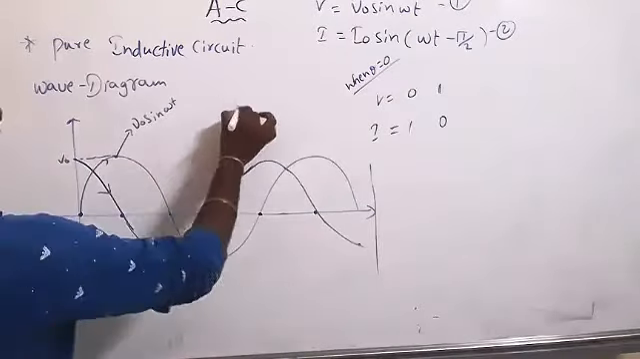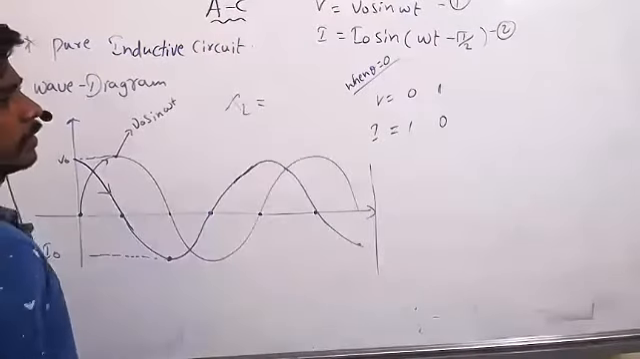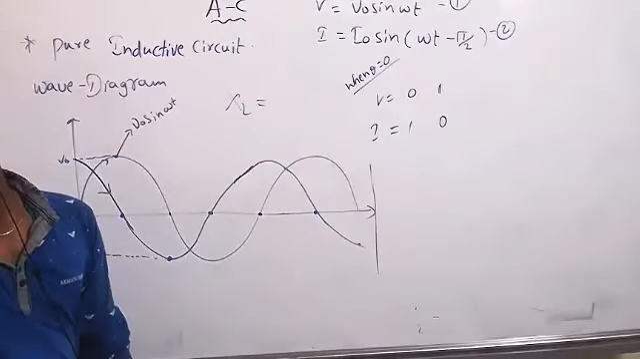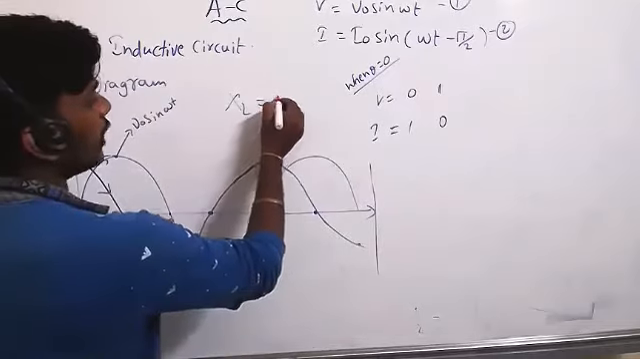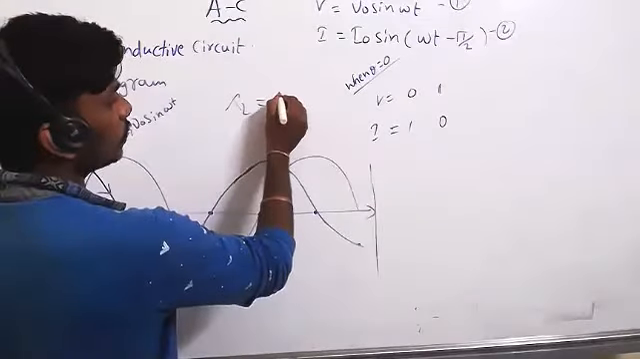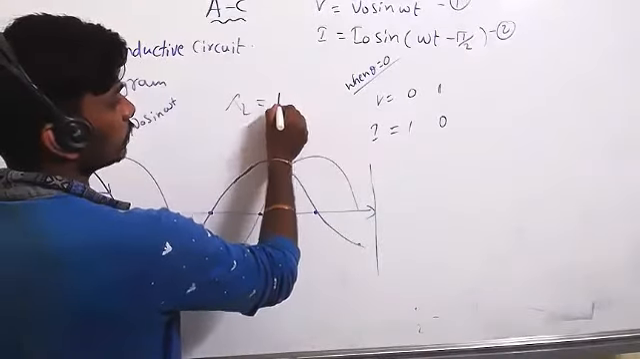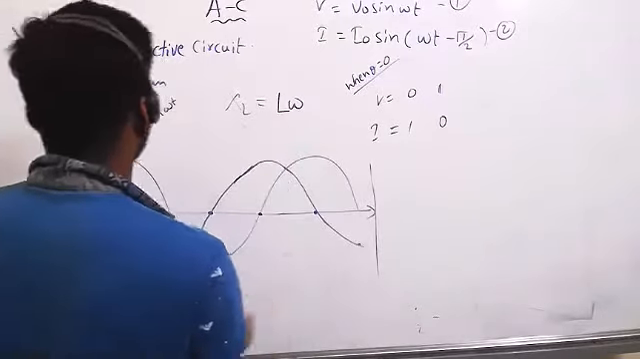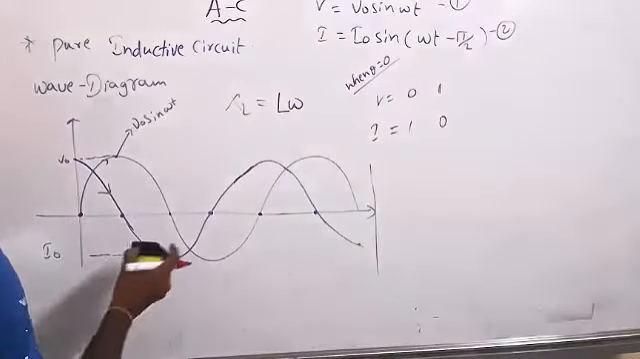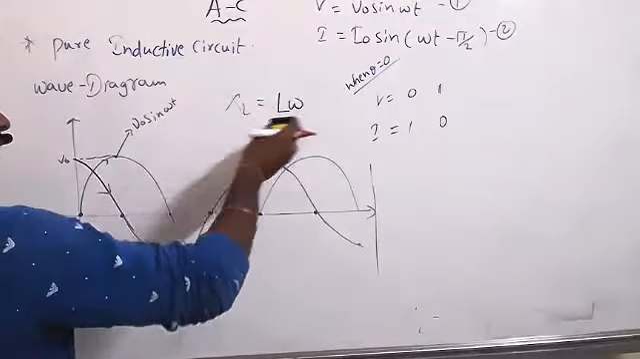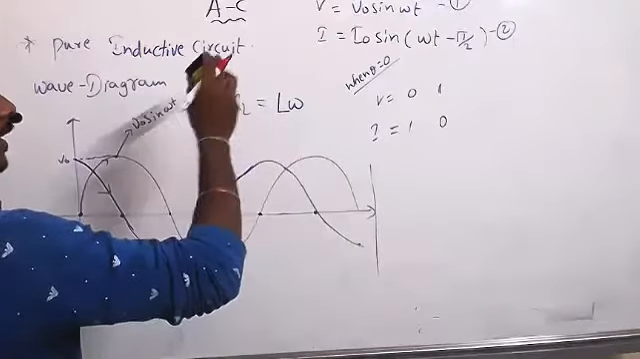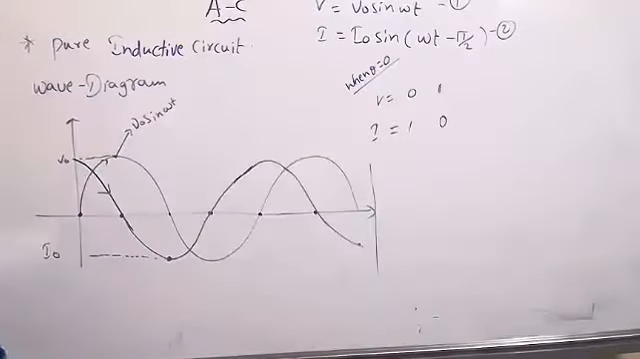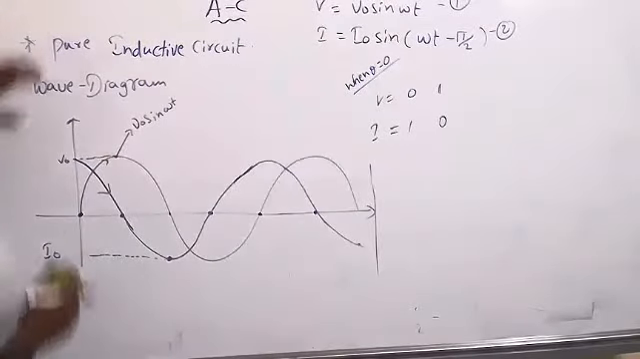What is the XL? Inductive reactance. What is the value? XL is equal to L omega. It is not W, it is L omega. So it is nothing but the resistance offered by the inductor. Very important. It is my second one.